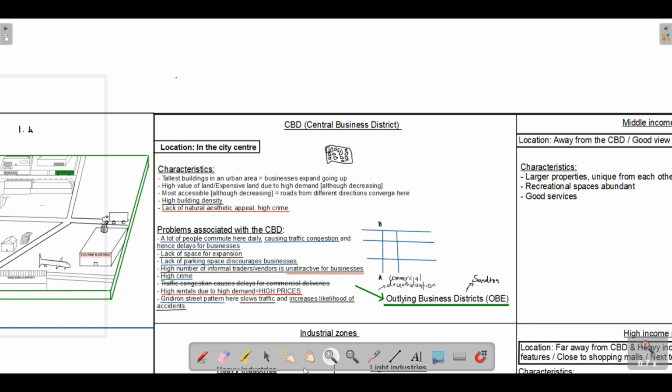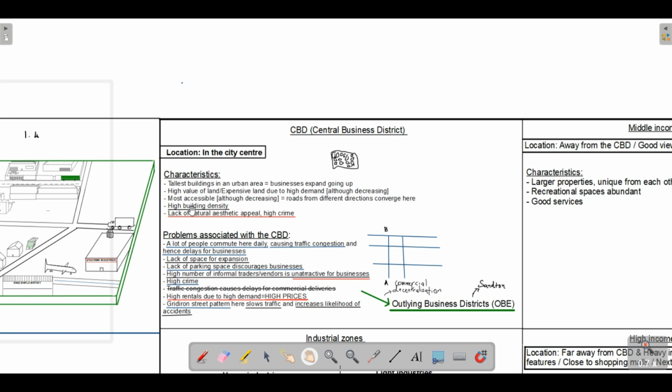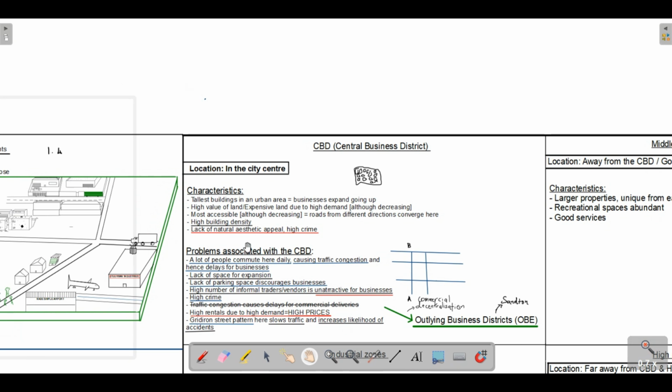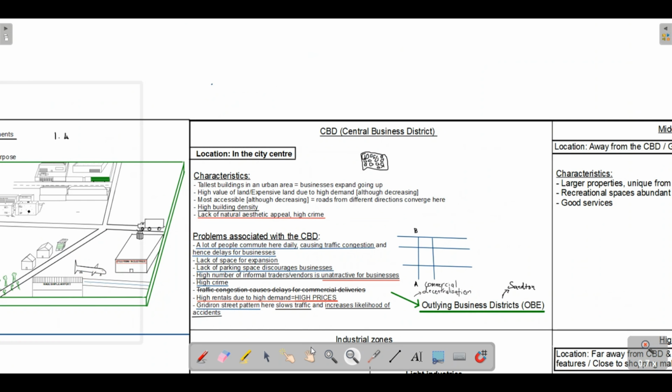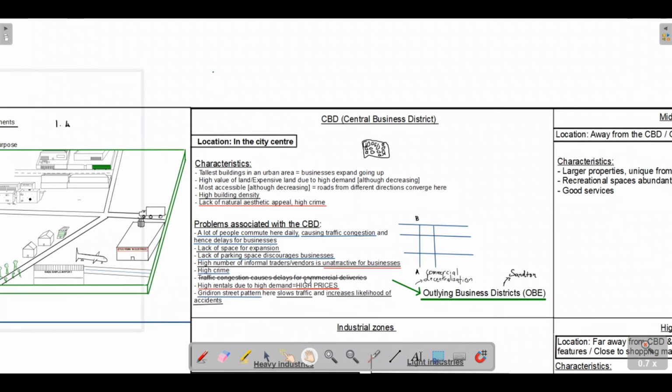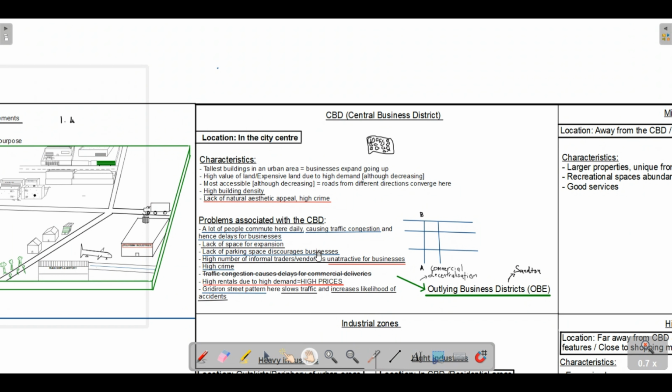So that is the CBD, guys. Be able to mention these characteristics, be able to identify it, be able to discuss the reasons why businesses are moving away. They love these types of questions. Now, I've been looking at past papers, and a lot of those past papers included the question, why are businesses moving away from the CBD, or why are businesses moving to other areas. So let's please ensure that we are able to discuss that. Right.